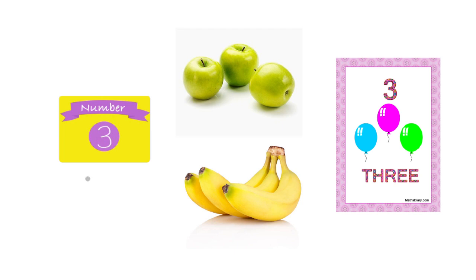Now let's take a look how to write number 3. Here is the dot. We always start from the dot. Around the tree, and around the tree. This is the way we make a three. So this is the right formation for number three.